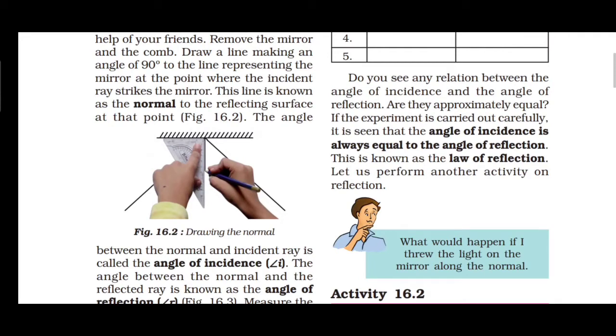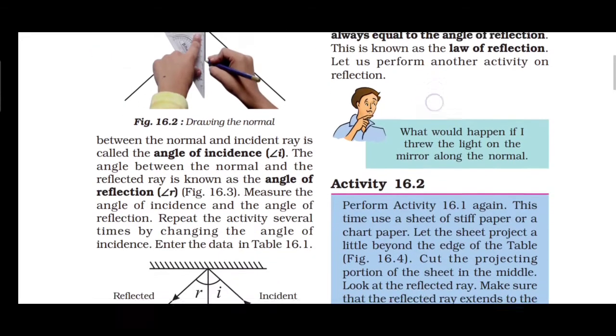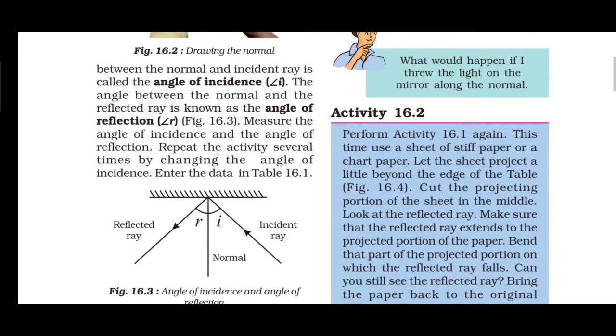Okay, the angle between the normal and the incident ray is called what? Angle of incidence. Angle of incidence is represented by the symbol i. First we want to draw a normal line. The angle between the normal and the incident ray is called what? Angle of incidence. Then the angle between the normal and the reflected ray is known as what? Angle of reflection.